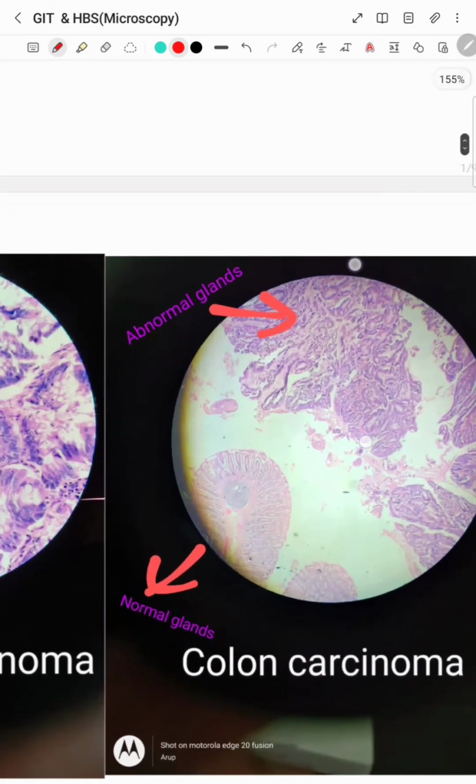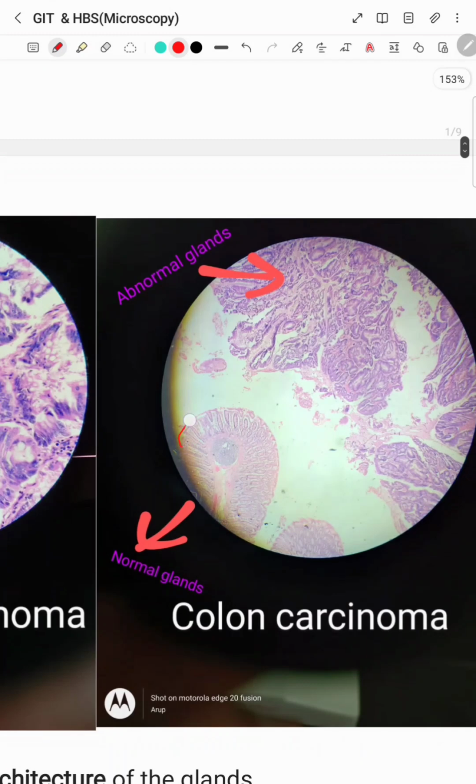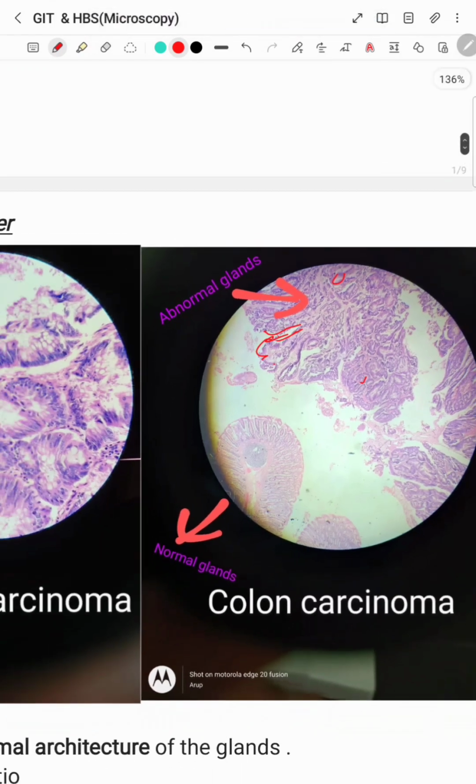Next we go to the colon cancer. In the colon cancer, you can see the normal structure of glands, the normal lining. Here you can see that the glands are properly arranged in a very regular manner, but here you can see the glands are ruptured or haphazardly arranged, and the epithelial layers are disrupted, and it is a very haphazard structure.